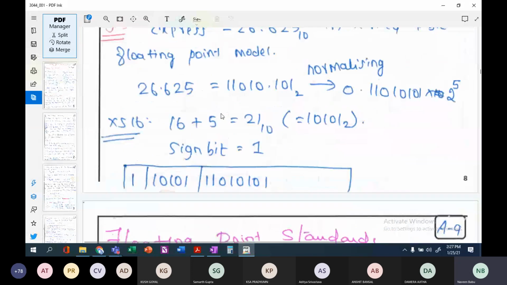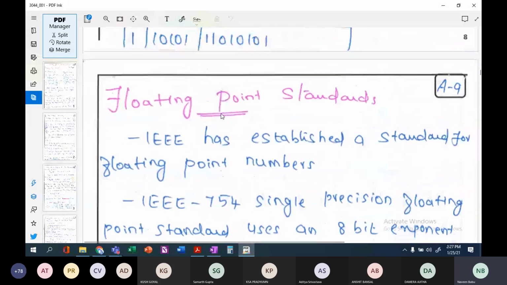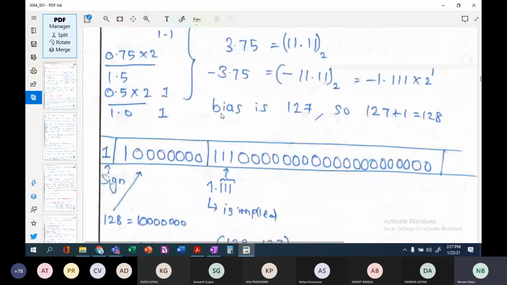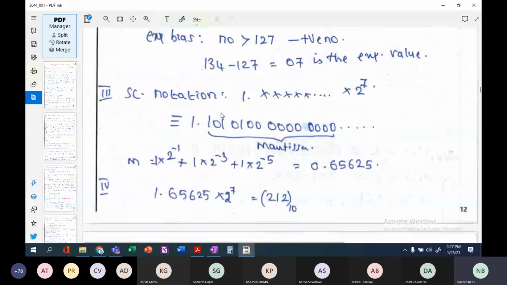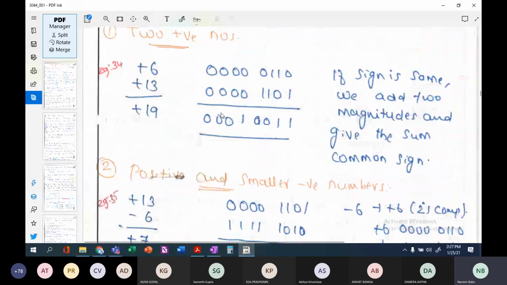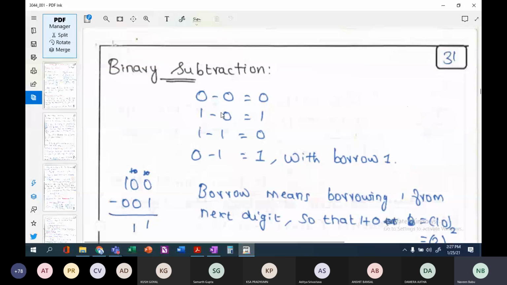These are some of the additional things that you need to study. We will come back to this later. Okay, now let's continue. These particular portions we will come back to.